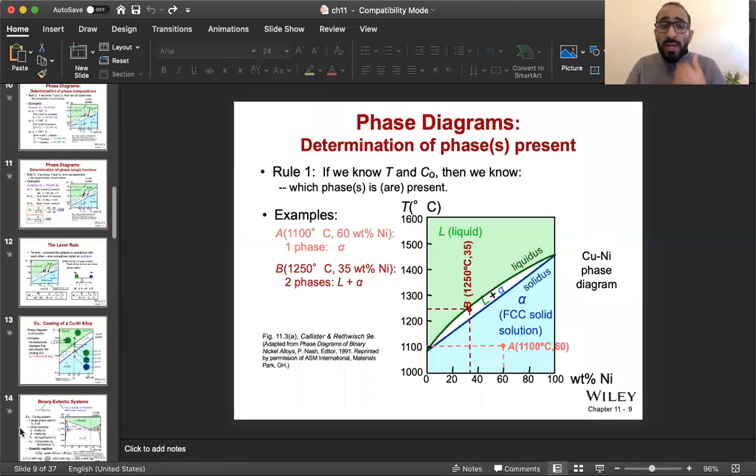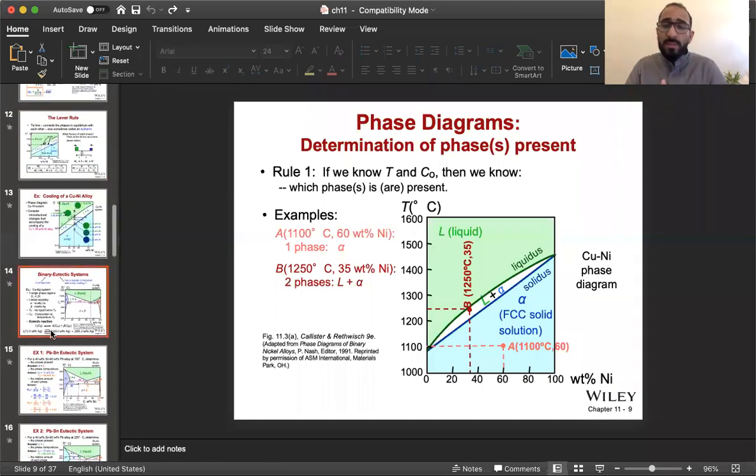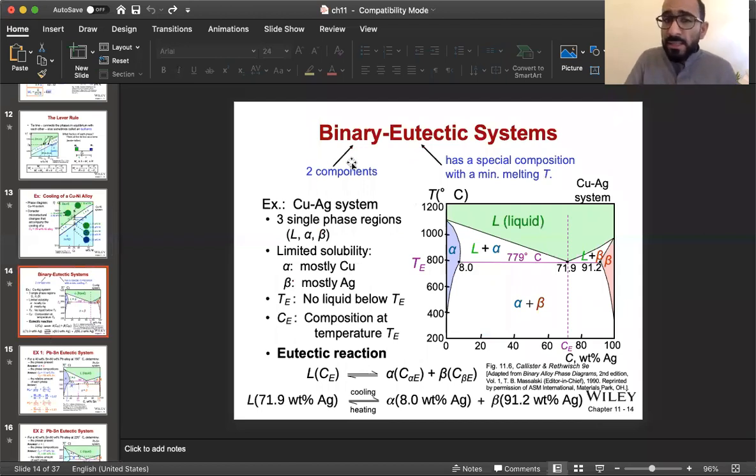Today, we're going to move to another system. I'm going to introduce you to another system. It's called a binary eutectic system. In this system, there is some limitation on how much each solid phase can accommodate of one of the elements. Okay, let me walk you through this diagram.